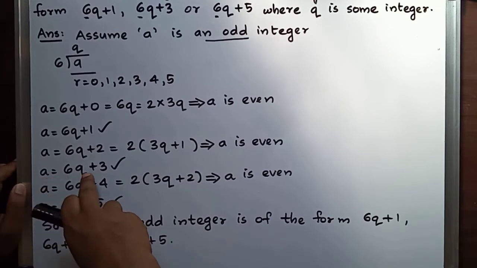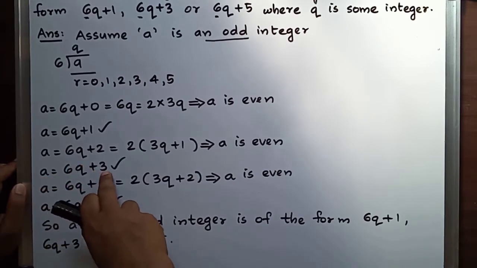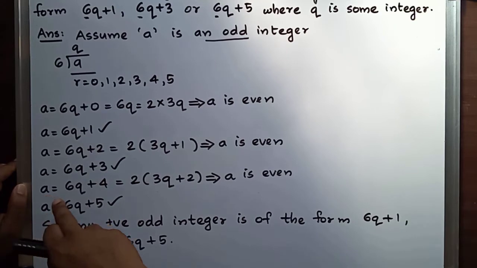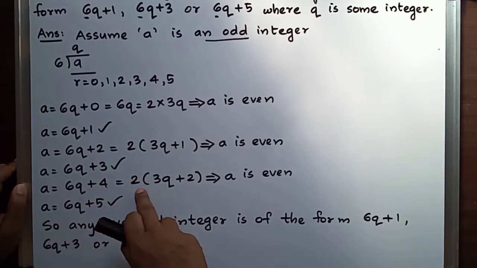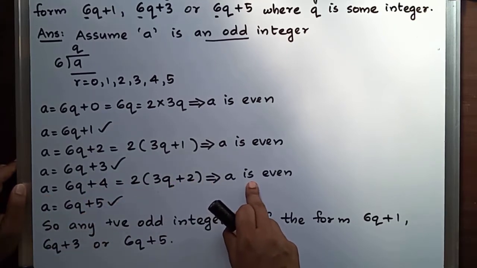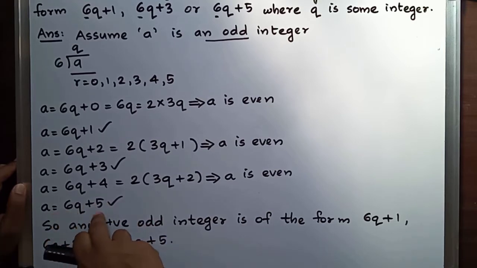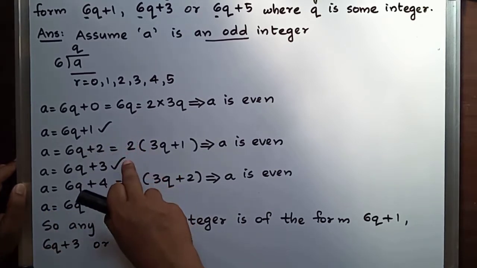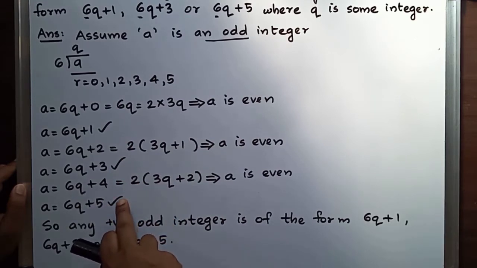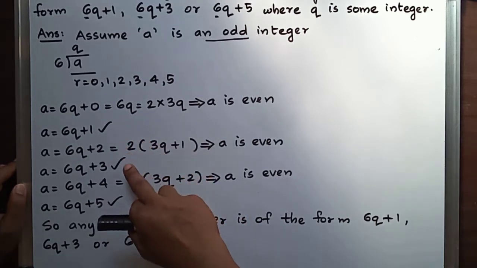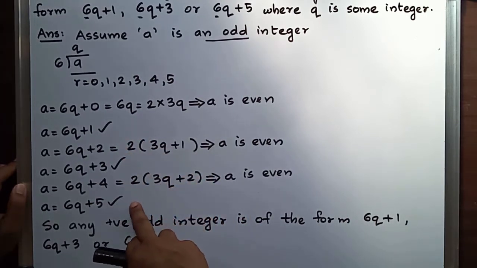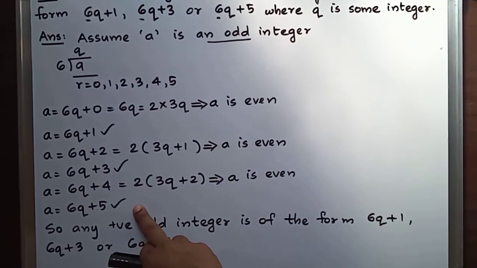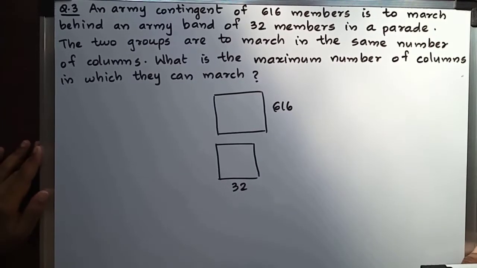Next step, A is equal to 6q plus 3. Next option. That is possible. Next one, A is equal to 6q plus 4. Here also we can take 2 outside. That means A is even. And the last option is A is equal to 6q plus 5. So we got 3 things as true. So any positive odd integer is of the form 6q plus 1, 6q plus 3 or 6q plus 5. This is our third question.